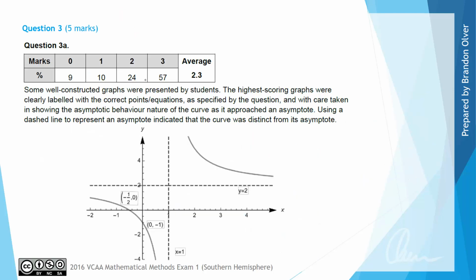So from the examiner's report we can see that 57% of students received full marks and another 24% of students received 2 out of 3. So overall it was a well done question on this exam, and the examiner stated that some well constructed graphs were presented by students. The highest scoring graphs were clearly labelled with correct points and equations as specified by the question, and that care was taken in showing the asymptotic behaviour and nature of the curve as it approached the asymptotes. Using a dashed line to represent an asymptote indicated that the curve f was distinct from its asymptote. So they're just a few really good reminders on how to sketch graphs.